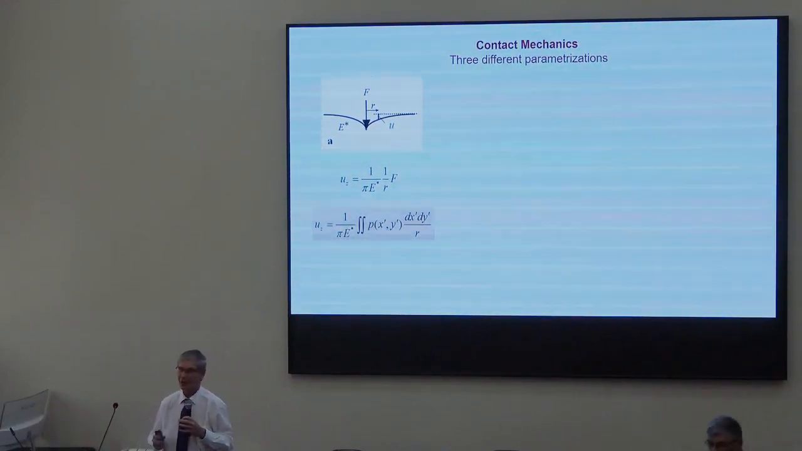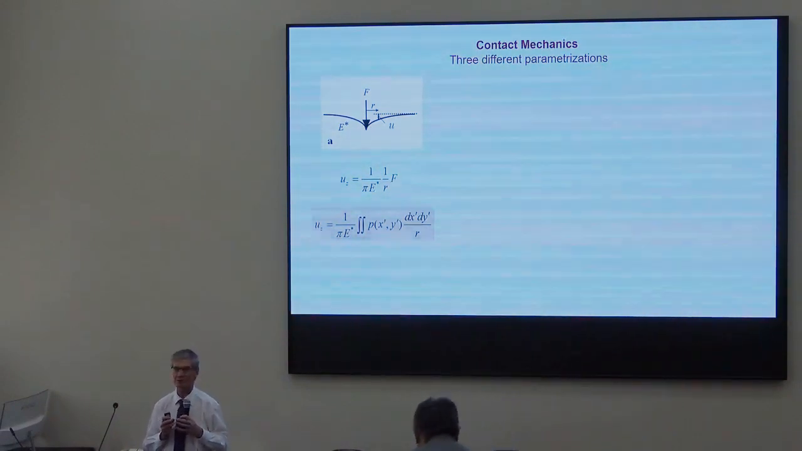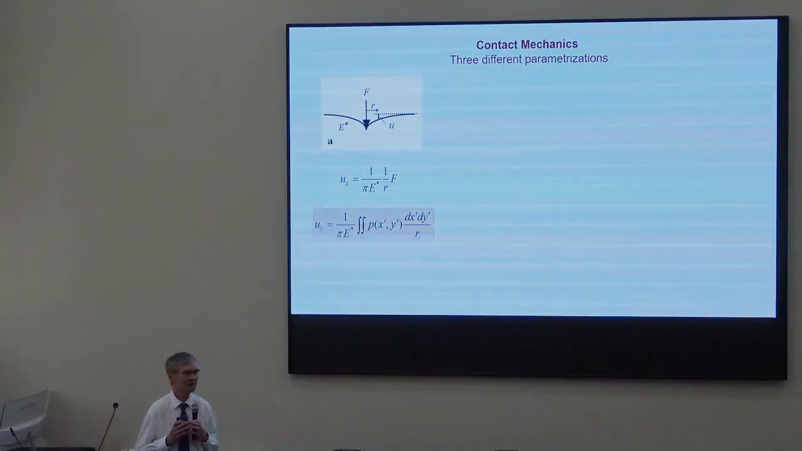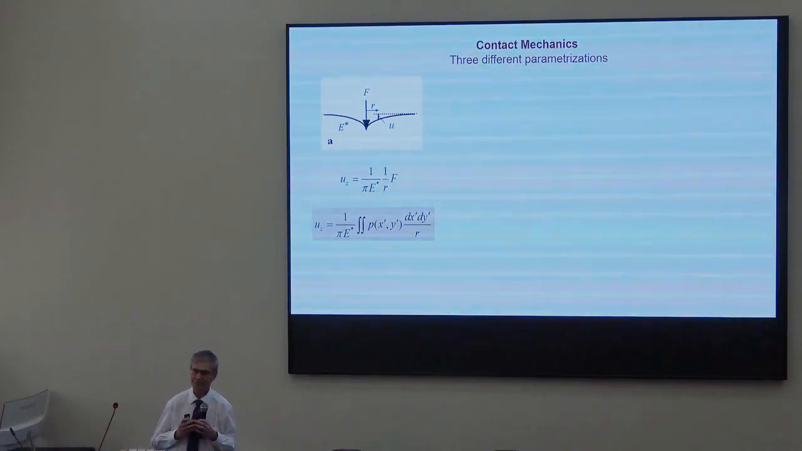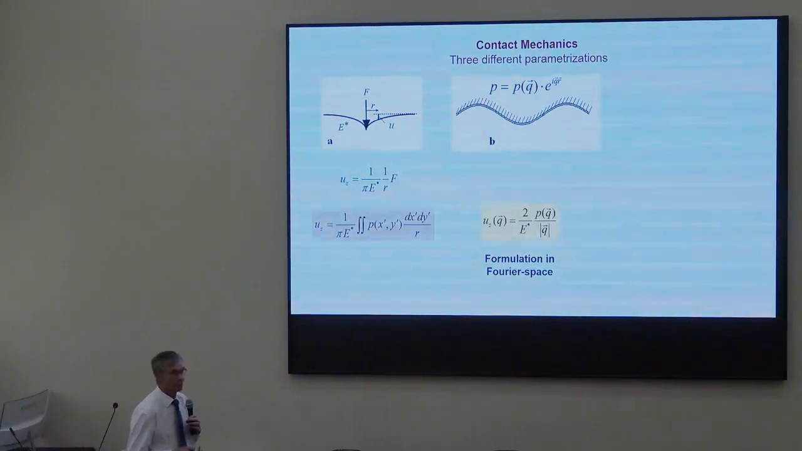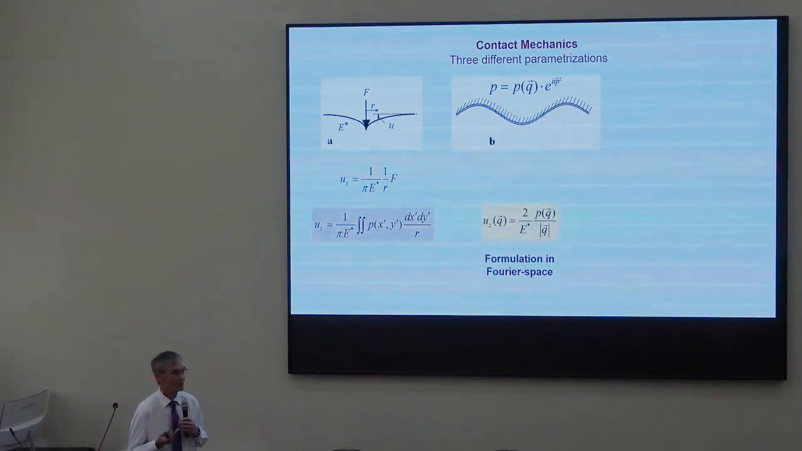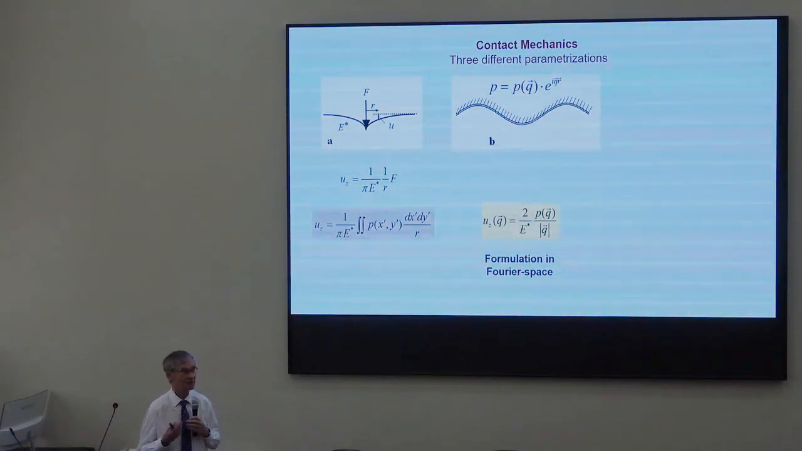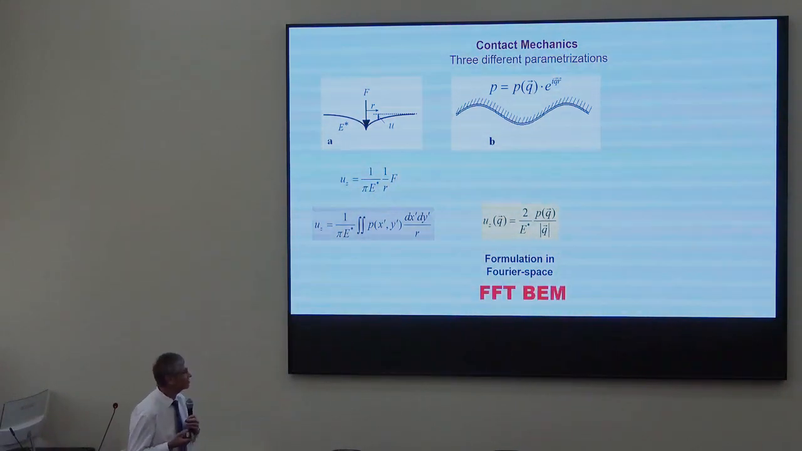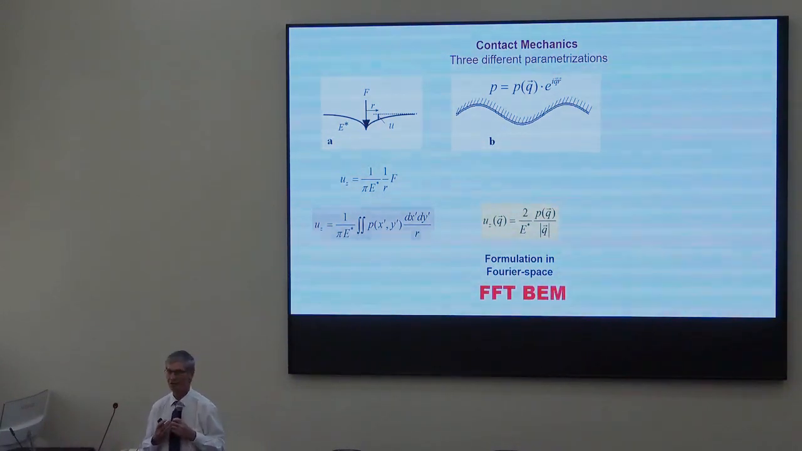Of course, any stress distribution can be represented as a sum of concentrated forces, but this is not the only and not always the most convenient representation. Another possibility is using periodic harmonic functions, and this is the basis of the Fourier transformation. It is the basis of the fast Fourier transform based boundary element method, which is the gold standard of contemporary numerical contact mechanics.